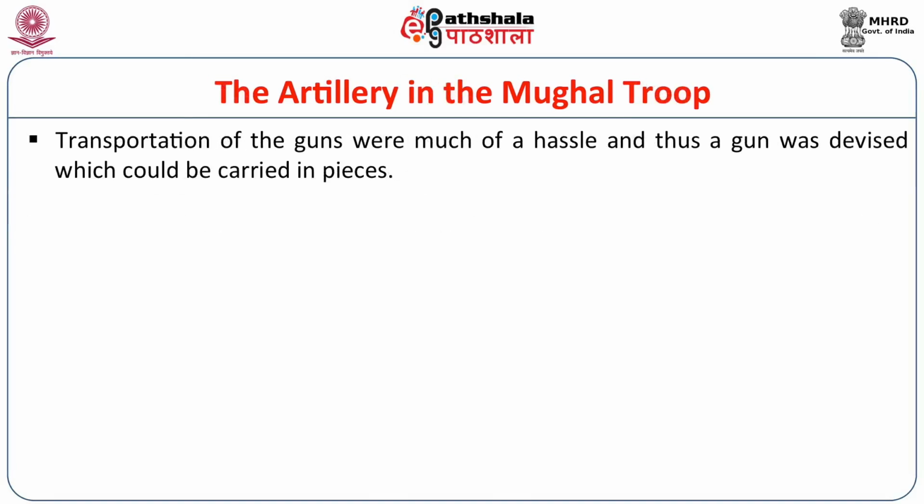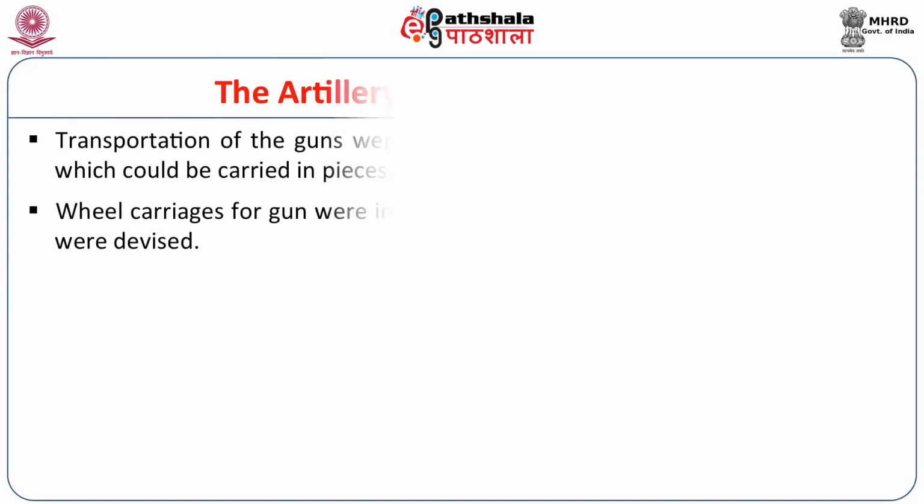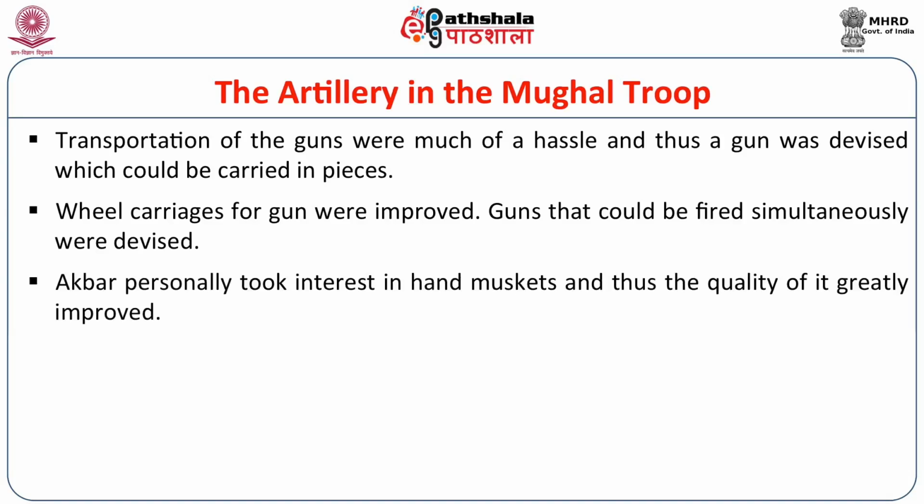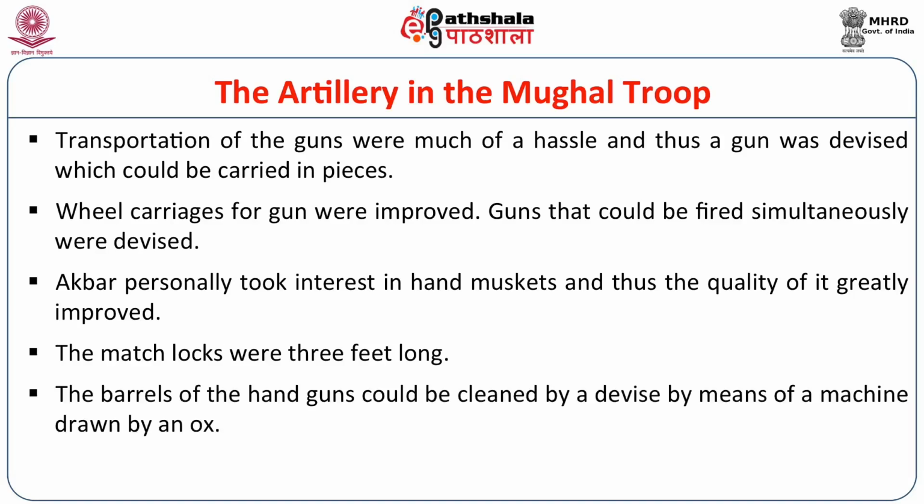Now, the transportation of the guns was much of a hassle, and thus a gun was devised which could be carried in pieces. Now, this was an interesting part of the Mughal artillery. Wheel carriages or guns were improved. Guns that could be fired simultaneously were devised, and Akbar personally took interest in hand muskets, and thus their quality greatly improved. The matchlocks were 3 feet long. The barrels of the guns could be cleaned by means of a machine drawn by an ox. So all these were to some extent innovations of the Mughals.